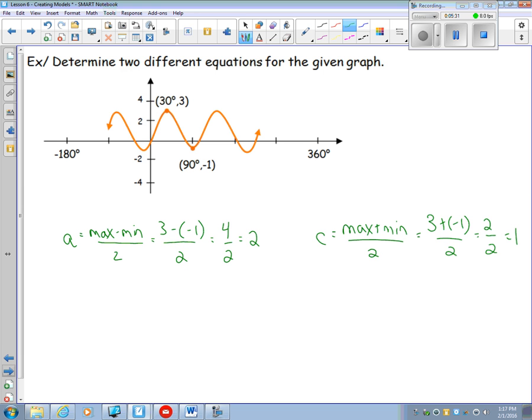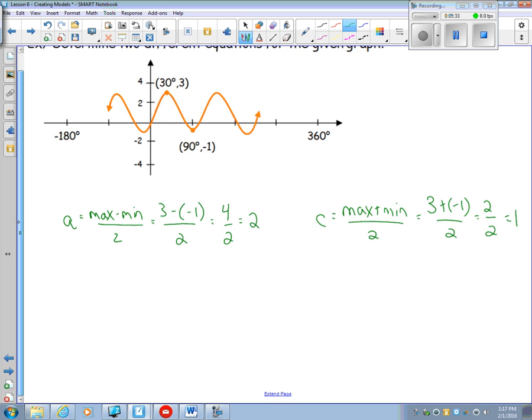Okay, I'm going to look for my K next. To find the K, I need to know the period. And I can tell from this graph, 30 to 90 is half of a cycle. So to complete the cycle, I have to go back to a max. If this is 60, then this is 60. So the period has to be 120. To find K, I take 360 and I divide by the 120, the period, and I get 3.